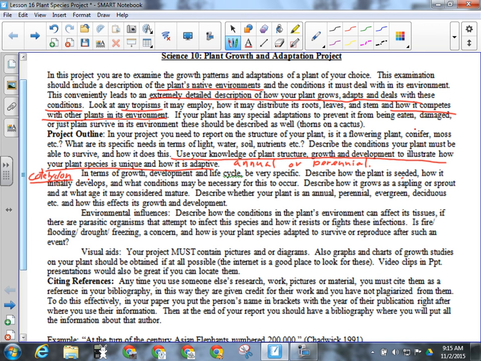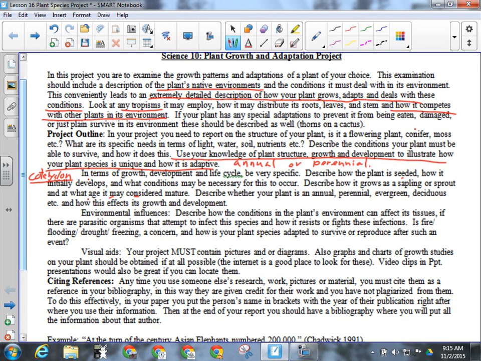Describe how it grows as a sapling or sprout. How long is it a sapling or sprout? Is that several years, or is it two weeks? Things like that. At what age would it be considered mature? Describe whether your plant is annual, perennial, evergreen, or deciduous. If it's deciduous, what does it do? Yes, it loses its leaves.